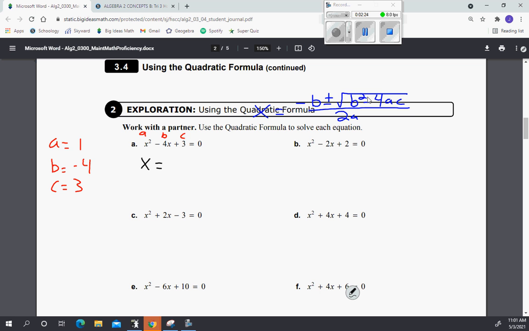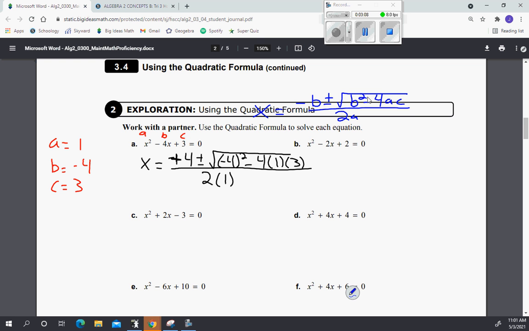x equals negative b. Well, if b is negative 4, it's like a negative negative 4, or a positive 4, plus or minus the square root of b squared. b is negative 4, so negative 4 squared, minus 4 times a, which is 1, times c, which is 3. And this is all over 2a. This takes some time. It'll get quicker the more you use it.